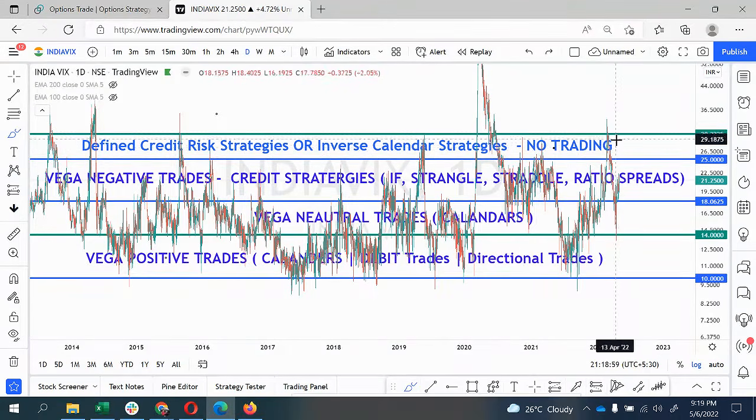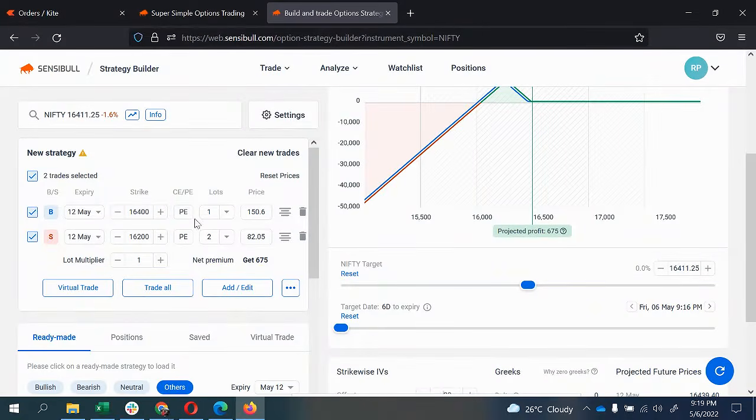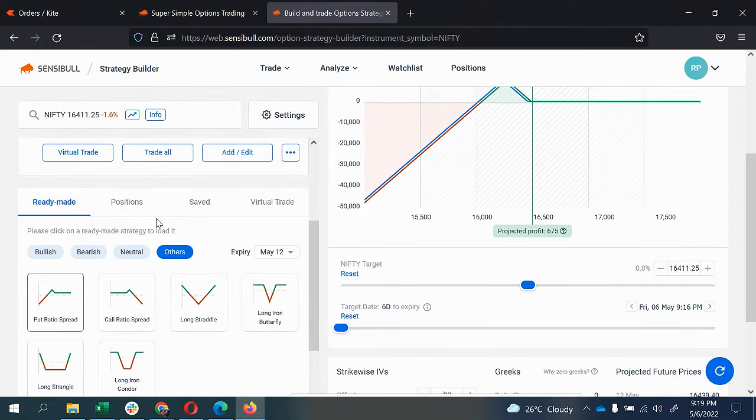What will happen is, whenever the VIX stands at 30, if the VIX starts going up, all your credit strategies will fail. But if the VIX starts coming down, your credit strategies will pass. Okay, so there is one more thing called inverse calendar. I never trade it, but just for practice purposes, I'll show you.